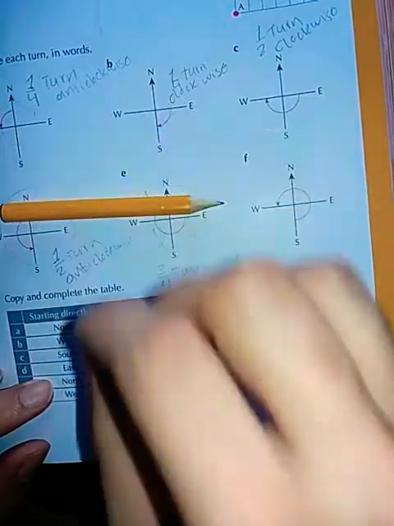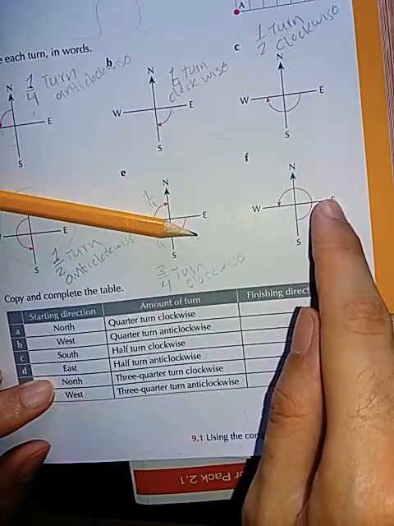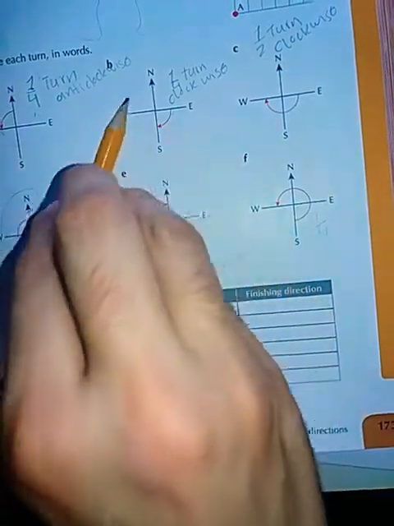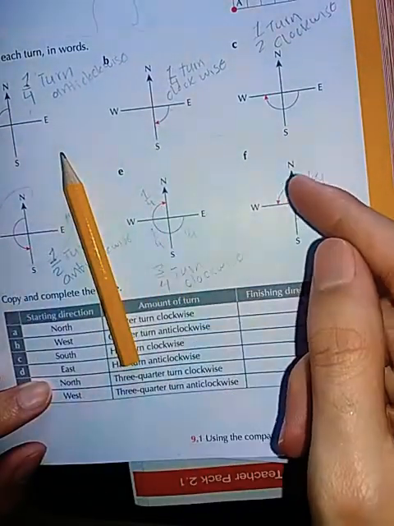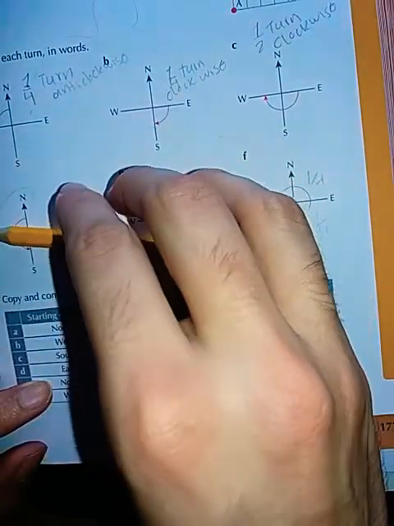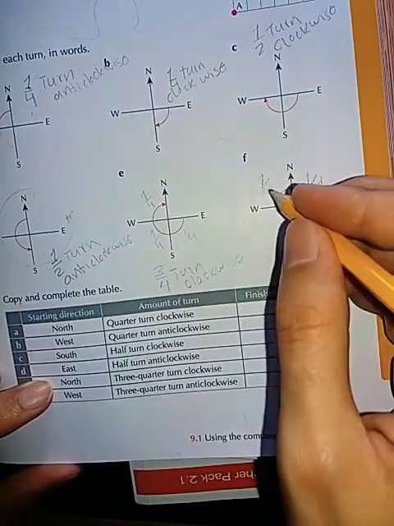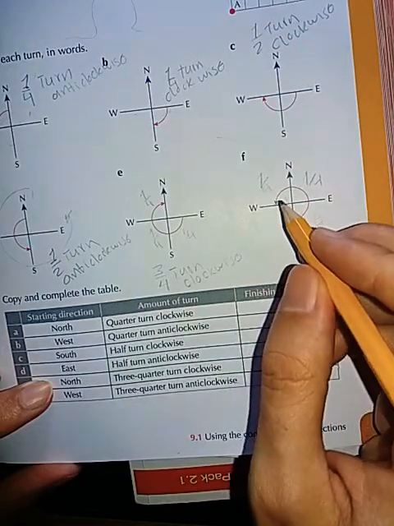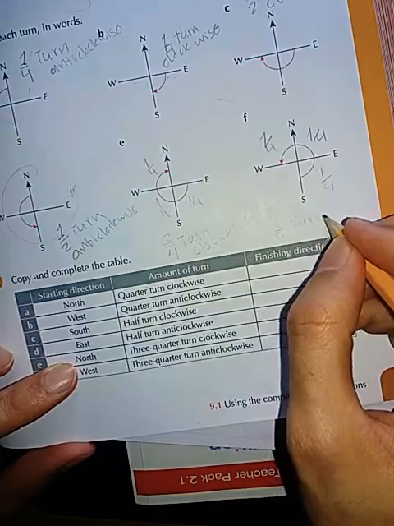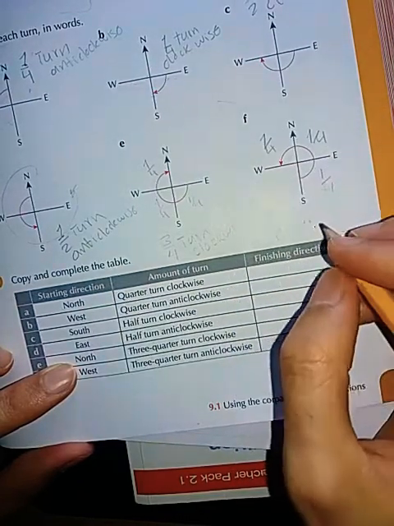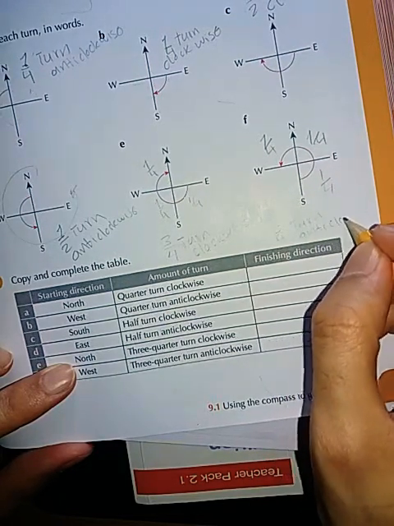The last one, if we moved from south to east, that's 1/4. Then we moved from east to north, that's another quarter. Then we moved from north to west, that's also another quarter. So we have 3/4 here. And as you can see from the red arrow, we moved 3/4 turn against the clock. So anti-clockwise.